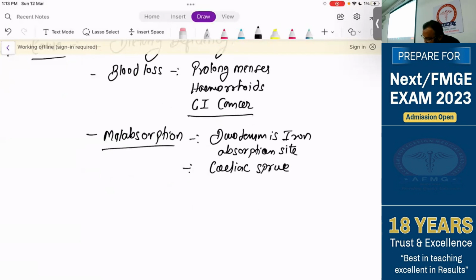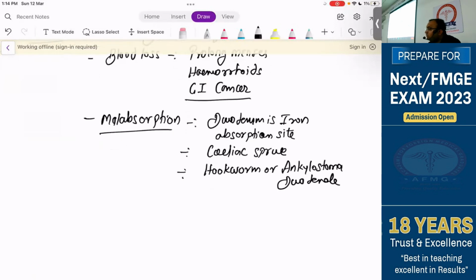Even there are certain parasites which used to infect these areas, the duodenal areas. What is that parasite? Hookworm, very good. So that can also produce the lesion. Hookworm or ankylostoma, ankylostoma duodenale. Look, it is hidden in the name, duodenale, so it affects the duodenum.